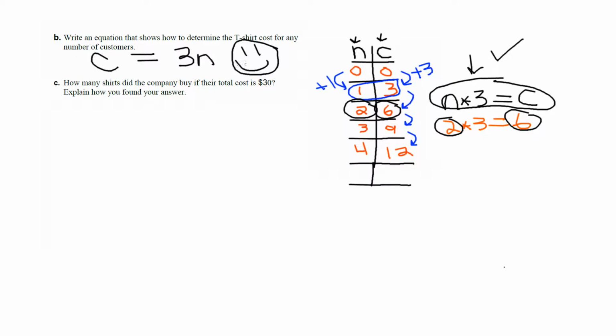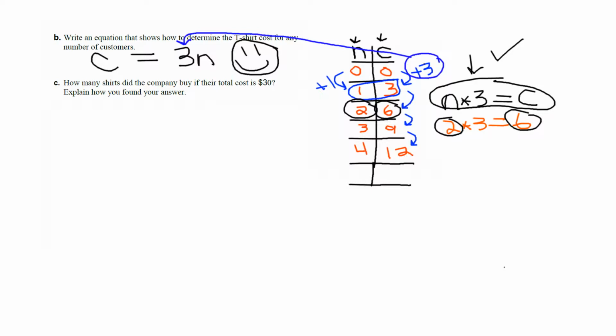I also want to note that the unit rate that we previously identified as 3, well, where do we see that in our equation? It becomes the coefficient of N, the number that's being multiplied on N. And you will see this every single time throughout this video, throughout 6th grade and 7th grade and 8th grade and possibly even 9th grade, depending on what math you take.